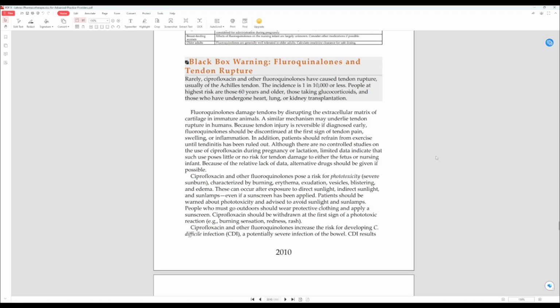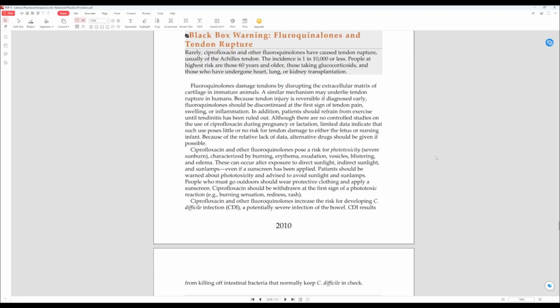Although there are no controlled studies on the use of ciprofloxacin during pregnancy or lactation, limited data indicate that such use poses little or no risk for tendon damage to either the fetus or the nursing infant. Because of the relative lack of data, however, alternative drugs still should be given whenever possible.